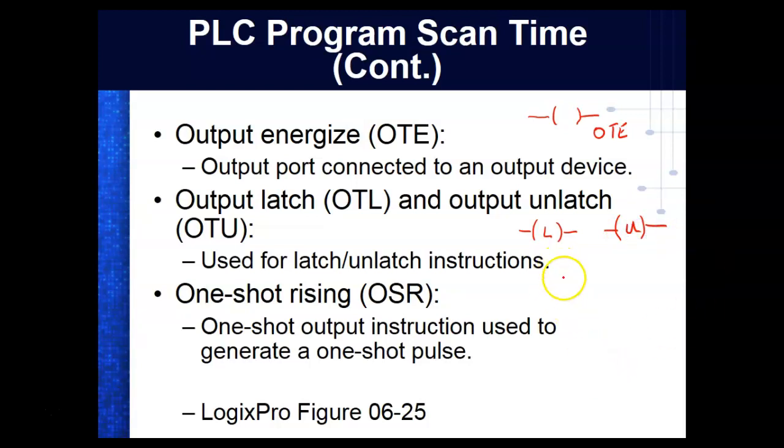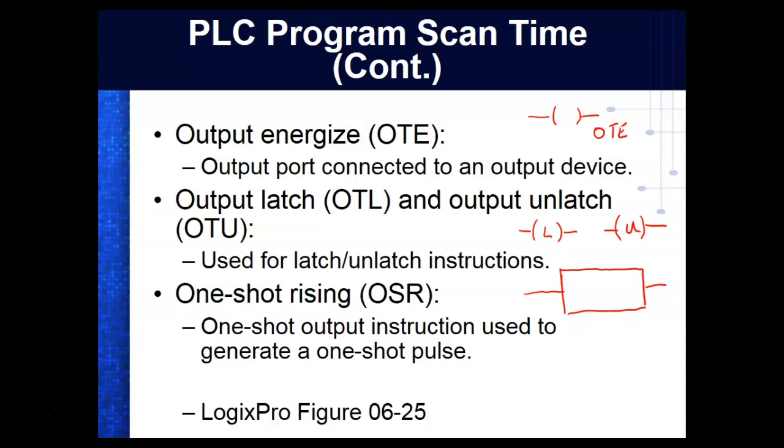And we're not going to get into one-shot rising in this one, but this would be a block instruction. This is an instruction that examines the input every time it's scanned and updates if it goes from true to false or false to true. So if it's one shot rising, then if the input goes from false to true, it'll trigger the output for one scan. That's why they called it a one shot, and then it'll automatically reset itself.